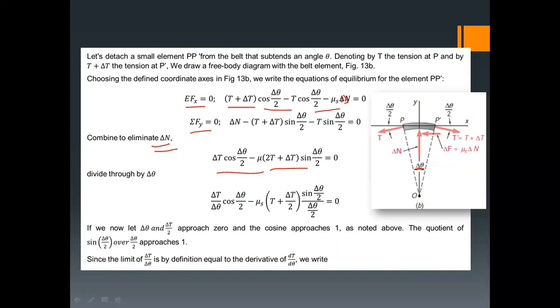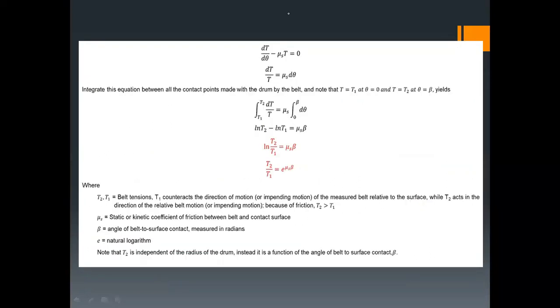So, the quotient of sine change in theta over 2 over change in theta over 2 approaches 1. So, since the limit of change T over change theta is by definition equal to the derivative of T over theta, we write. So, ito yung equation, no? So, we have to integrate, no, yung T2 over T1 natin and we'll get this equation which is your tension 2 over tension 1 is equals to E raised to your friction times your beta. Okay, so Ln, no, logarithmic functions lang yan para ma-eliminate mo yung Ln sa kabila.